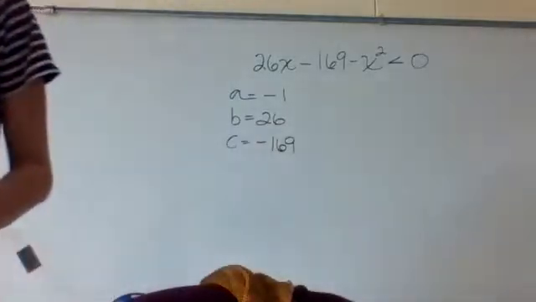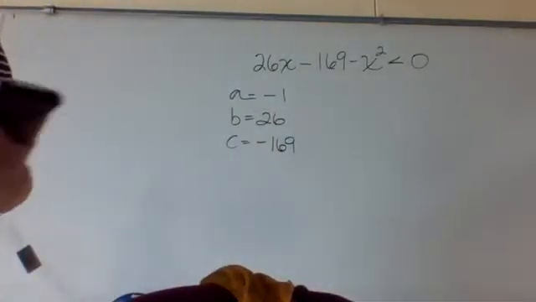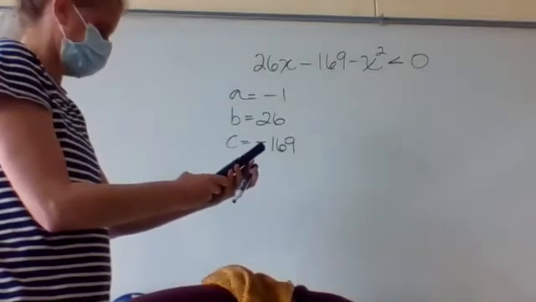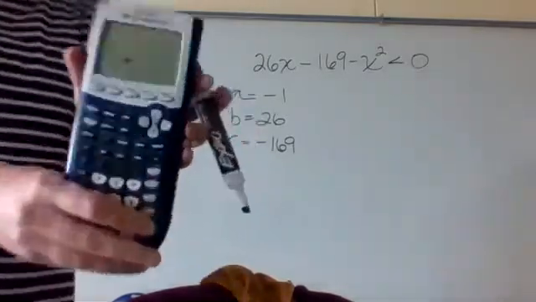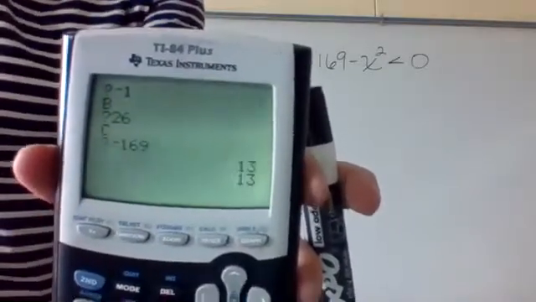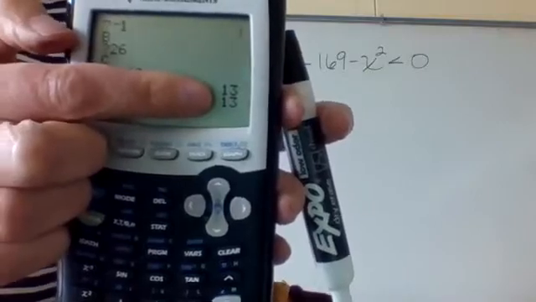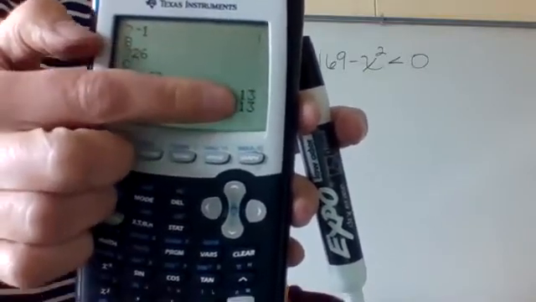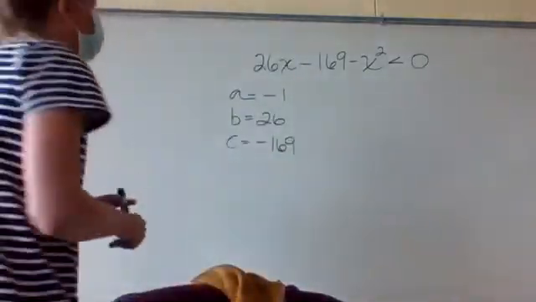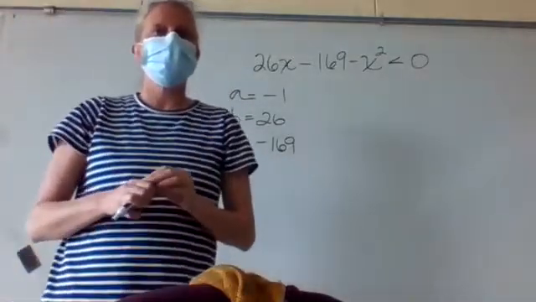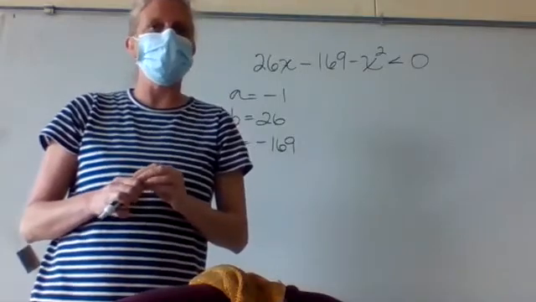So let's see what I get when I put that in quad. Negative 1, 26, and negative 169. When I hit enter on that, it does show me 2 solutions. It's just that they're the same number, right? They're both 13.